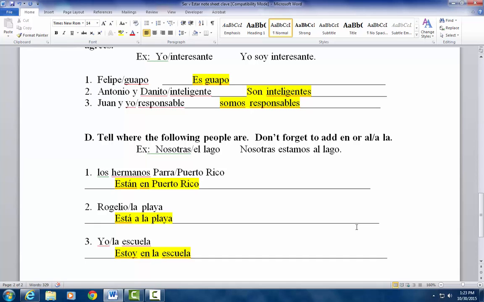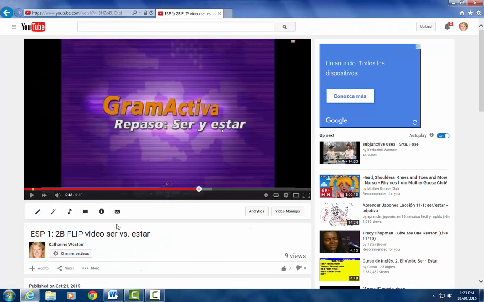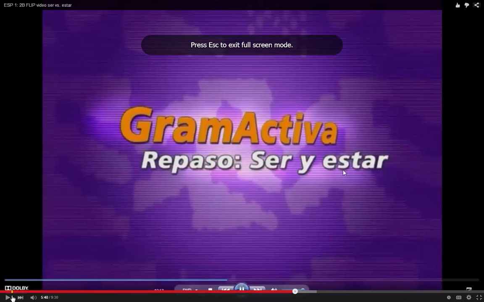Sección D. We're stating the location of these people. Los hermanos están en Puerto Rico. Rogelio está a la playa. Yo estoy en la escuela. You could also say estoy a la escuela if you want to say you're at school, if you're in school. Okay, let's watch a short video to review this information.